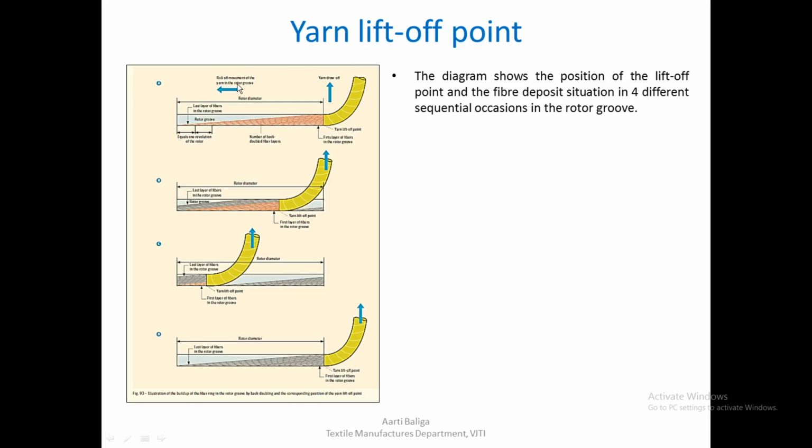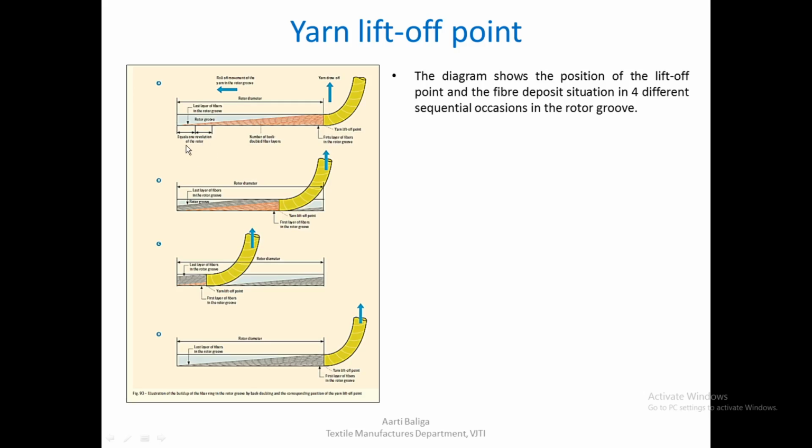So movement of the yarn in the rotor groove. This is the rotor groove that is there. We are showing a cross section of it, and the fibers are being laid in the rotor groove. So this is the last layer here. From here on, the fibers are still being deposited.